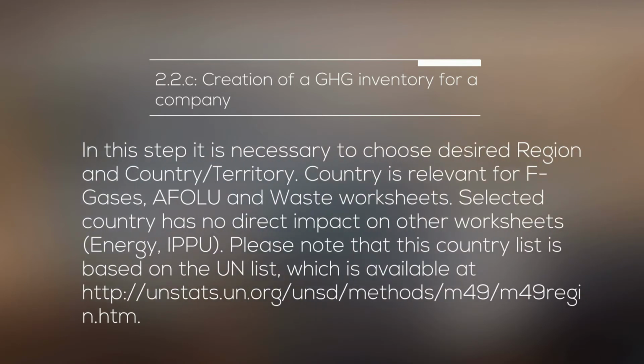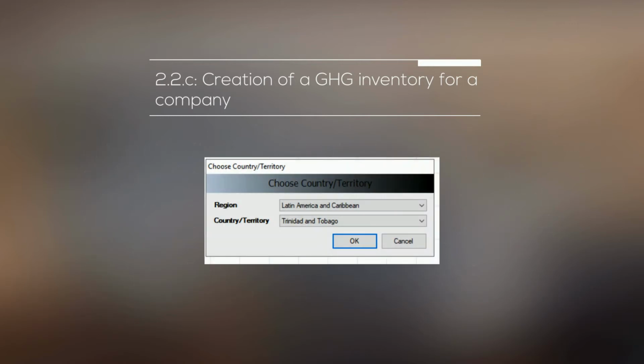In this step, it is necessary to choose the desired region and country territory. Country is relevant for F-gases, AFOLU, and waste worksheets. The selected country has no direct impact on other worksheets, such as energy and IPPU.